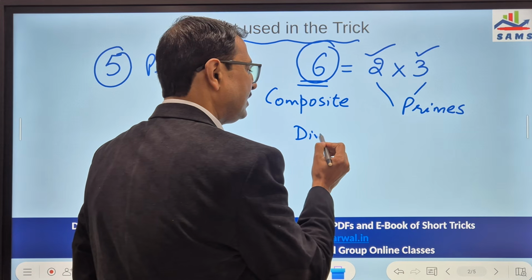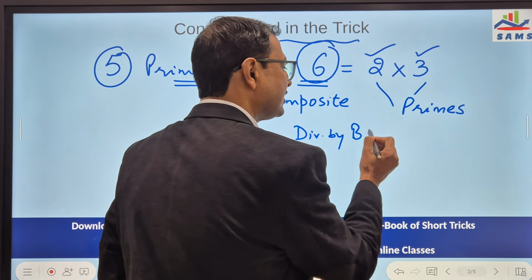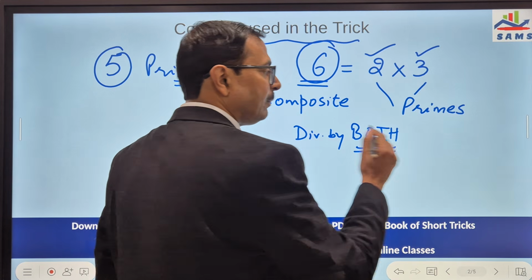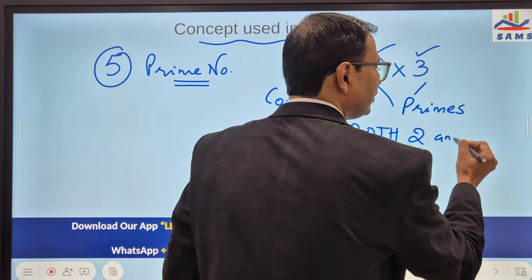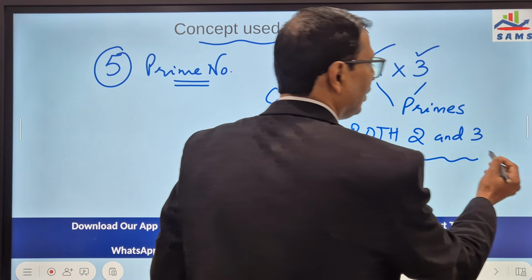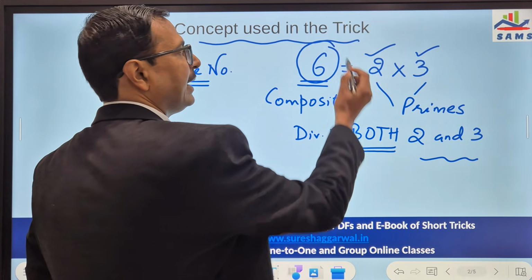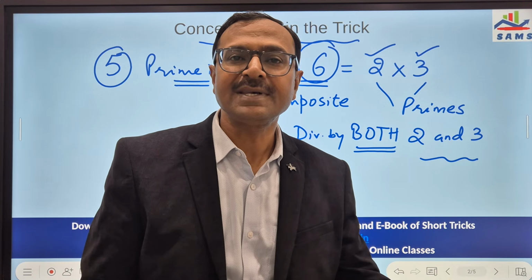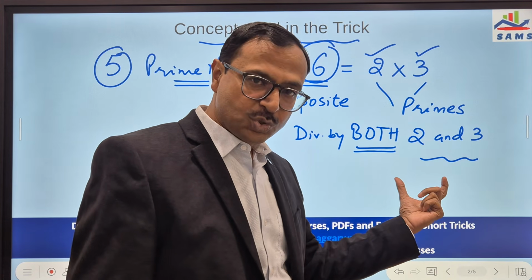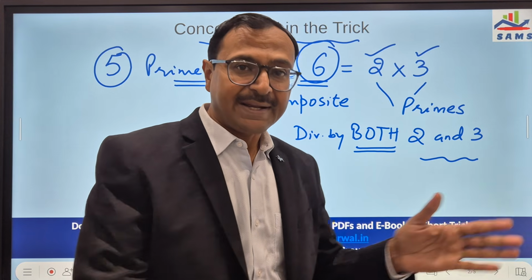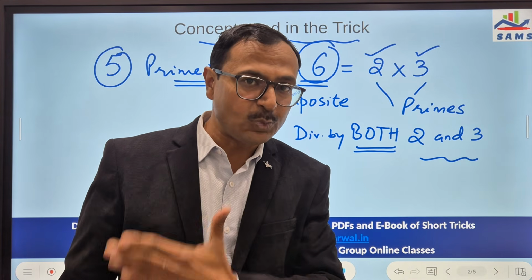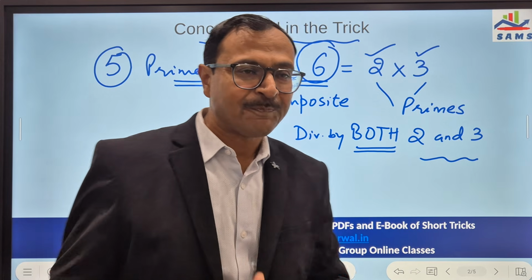Divisible by both. Now this is an important word, both. Divisible by both 2 and 3. This is the condition for any number to be divisible by 6. Automatically it will be divisible by 6 if it is divisible by 2 and divisible by 3, and that was the reason I stressed so much on the basic divisibility rules in my previous videos.